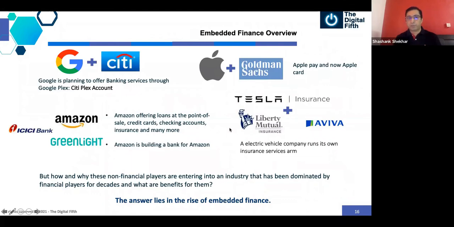Going deeper into examples, Google tied up with Citibank. As I was saying, you need bank platforms. So Citibank worked with them and started launching the debit card as well as the Google Plex current account for their SME customers. That's where they started launching and providing the services.